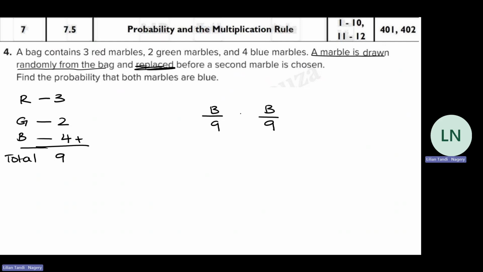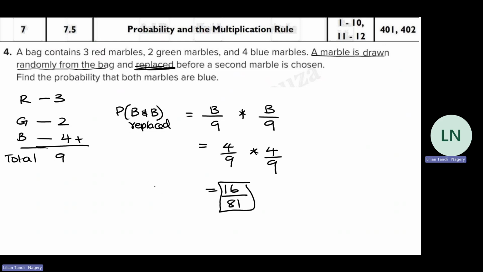Both marbles are blue. Blue, blue. Okay. Probability of blue and blue, but replaced. Okay. So blue 4/9 times 4/9. Okay. That should give me 16/81. We box our answer. And then if I want to change this to decimal, I should get 0.197, or 197 thousandths.